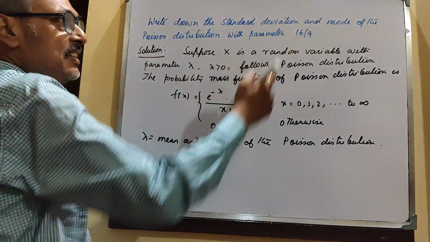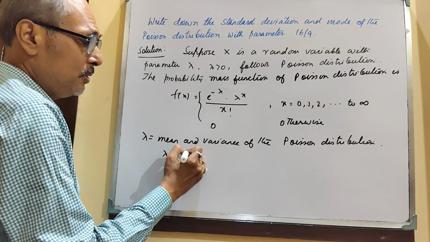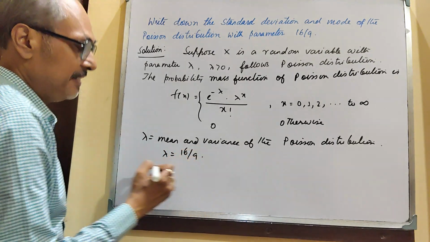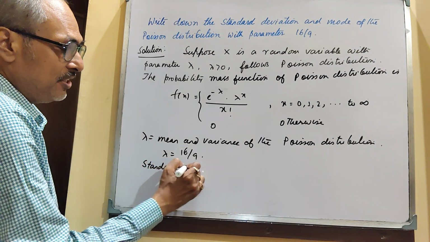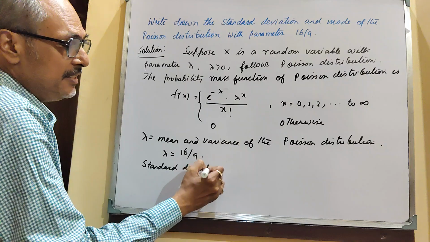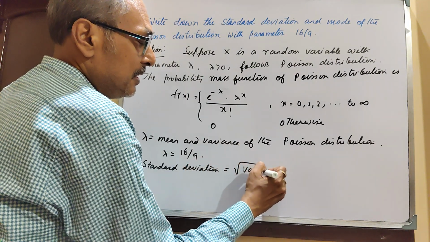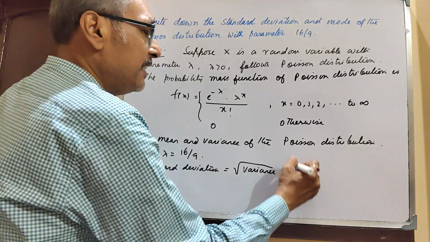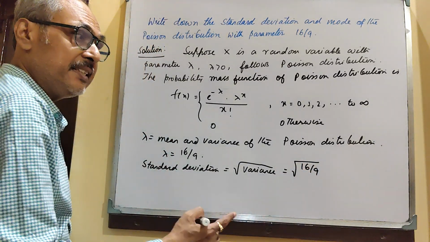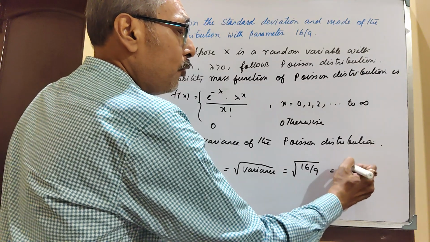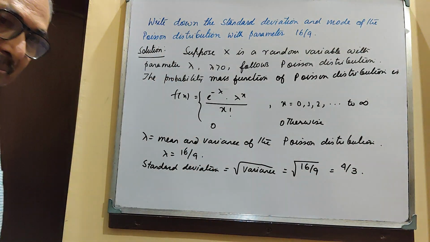The parameter is given as 16 by 9, that is lambda equals 16 by 9. Now what is the standard deviation? Standard deviation is the positive square root of variance, that is under root 16 by 9. Positive square root, therefore this is 4 by 3. Standard deviation is 4 by 3.